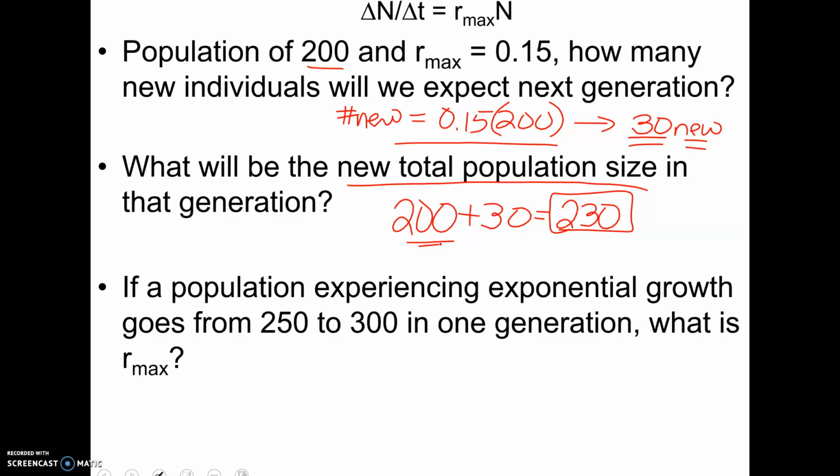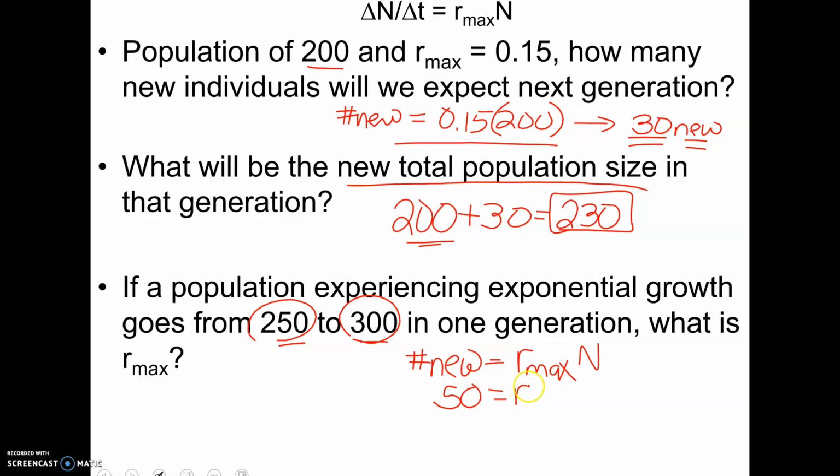All right, here's one more. A population experiencing exponential growth goes from 250 to 300 in one generation. What is R max? Okay, so here's our formula. The number of new individuals is equal to R max times N, N being the original population size. So how many new individuals do we have? Well, we went from 250 to 300. So that means our population grew by 50 individuals, right? 300 minus 250 gives me 50.